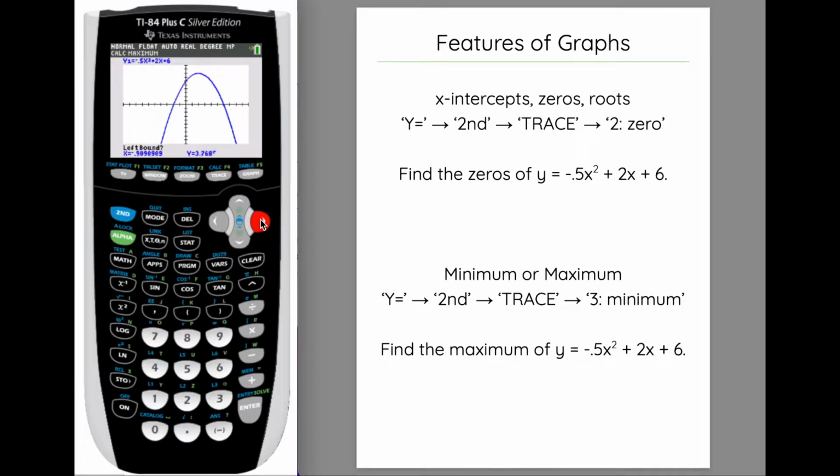So it gives you a left boundary. So we hit enter here because we're left of the maximum. And then a right boundary. So we have to move all the way over just so we're past it. Hit enter. Doesn't have to be symmetrical. And then we go up, give it a guess, somewhere around here. Hit enter. And there it gives us our maximum x value and the maximum y value.